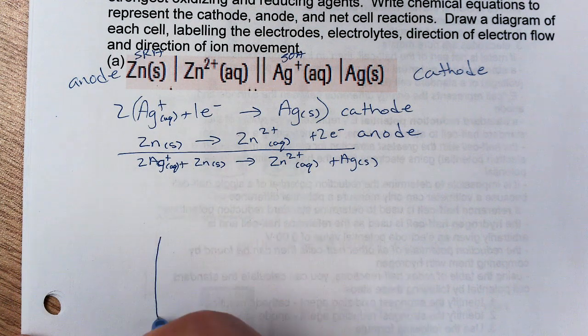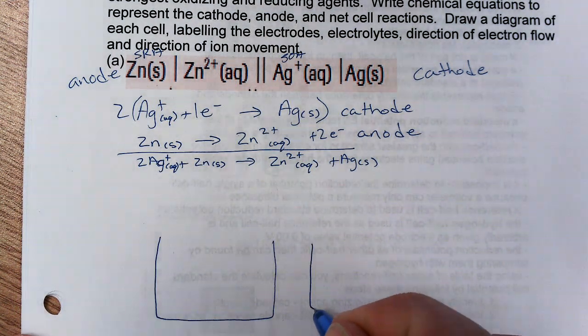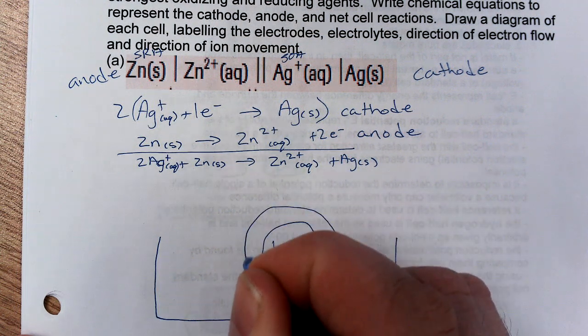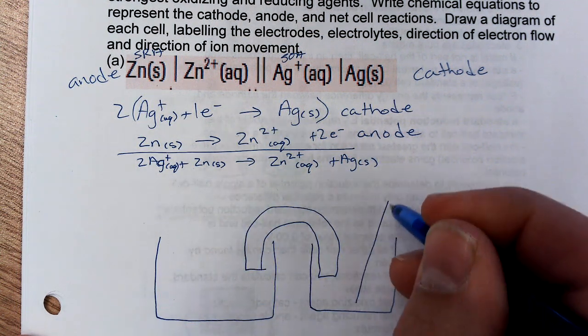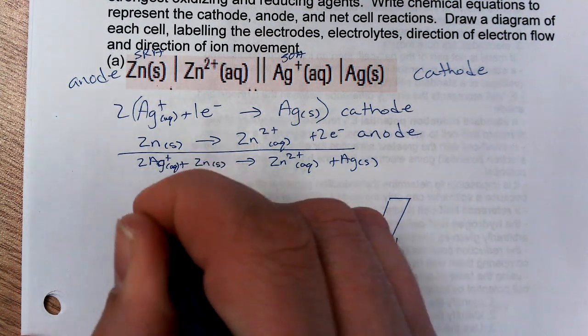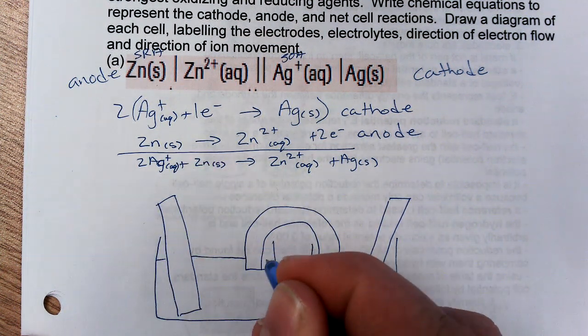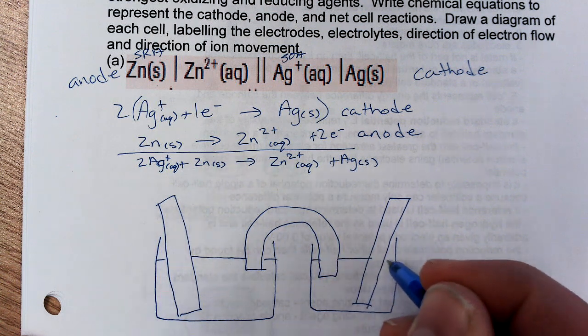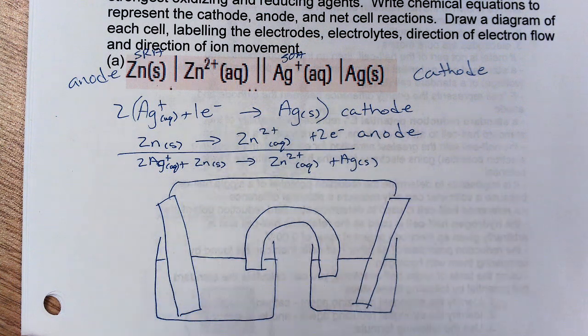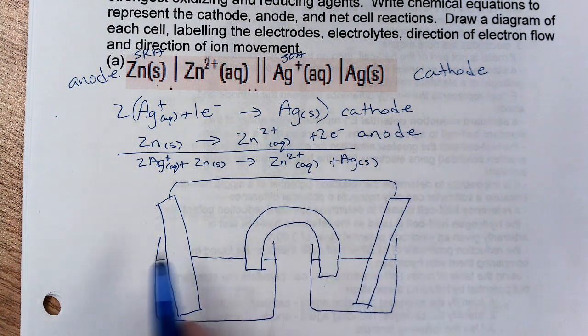Now draw our 2 containers connected by a salt bridge. This is the first step for all of these. They're all going to look the same. This is what they all look like. They'll all be connected by a wire or external circuit. And it doesn't matter which side you pick.